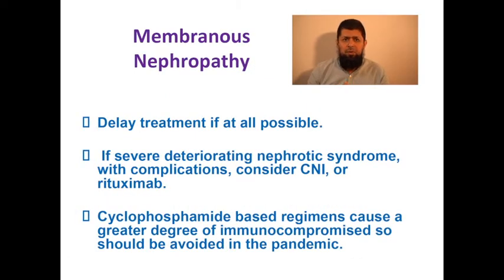For membranous nephropathy, we know that patients are categorized into two groups: high risk and low risk groups. I mean risk for progression to end-stage kidney disease. So the recommendation is to delay treatment if at all possible. And if severe deteriorating nephrotic syndrome with complications, consider CNI or rituximab. Cyclophosphamide-based regimens should be avoided in this pandemic.